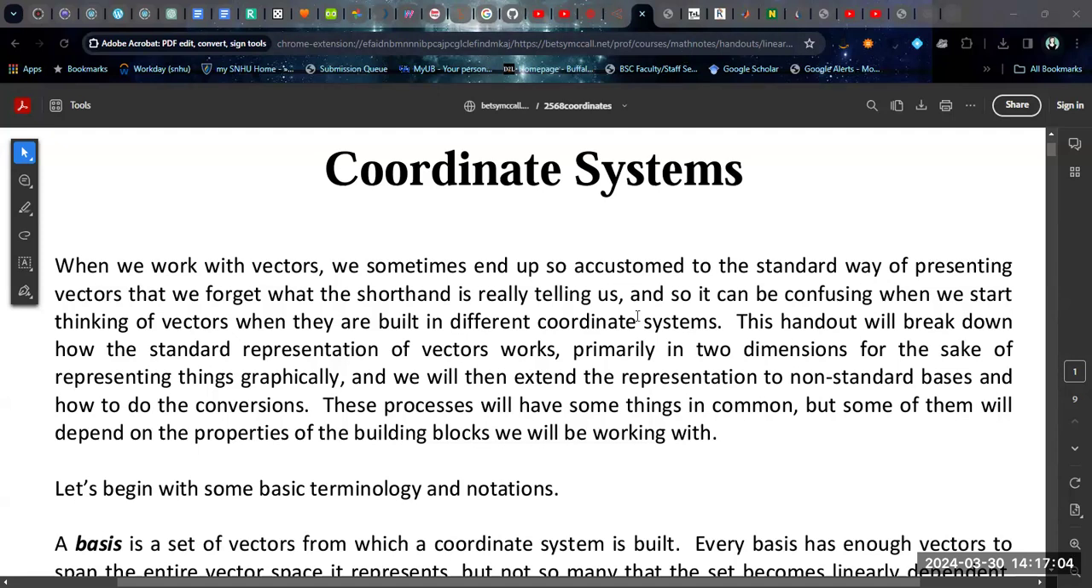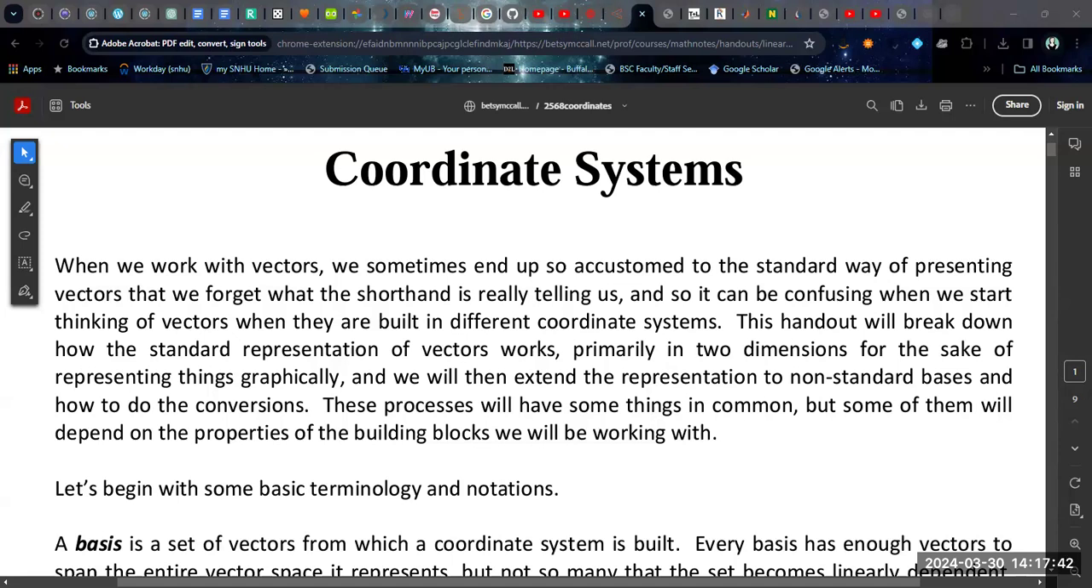All right, so when we begin to work with vectors, we often end up getting so accustomed to the standard way of presenting vectors that we kind of forget what the notation is actually trying to communicate to us. So when we start working with different coordinate systems, different sets of non-standard basis vectors, they can be a little bit confusing. So we're going to break down what we are actually working with in the standard basis, and then how that translates into working with non-standard bases.